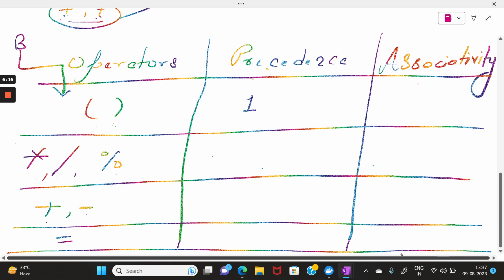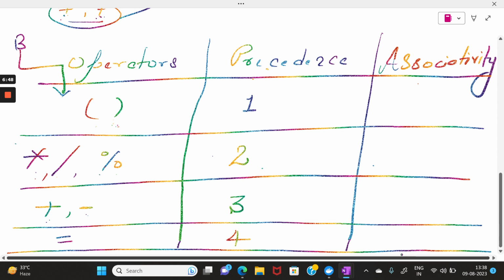Then we have division, multiplication, and the modulus operator. This has the second precedence. Plus and minus have third precedence, and the equal to operator, or assignment operator, has the fourth precedence. Now, if we talk about associativity, most of the time associativity matters. For this one it doesn't matter, since it will obviously have the very first precedence.